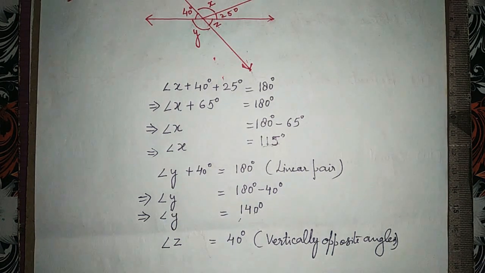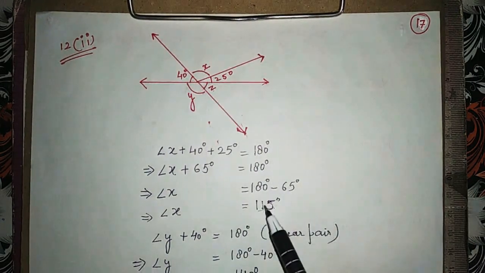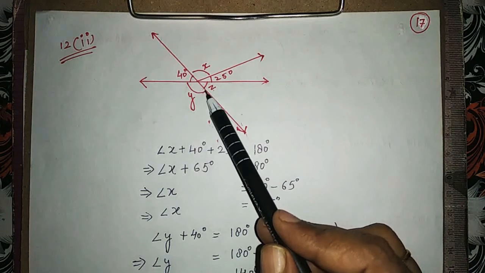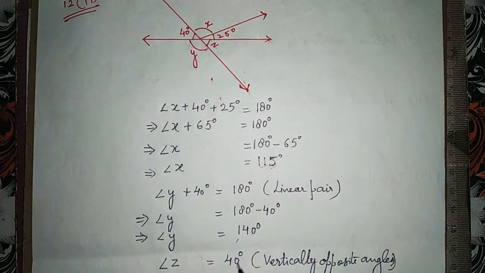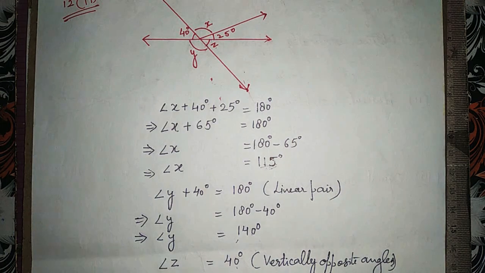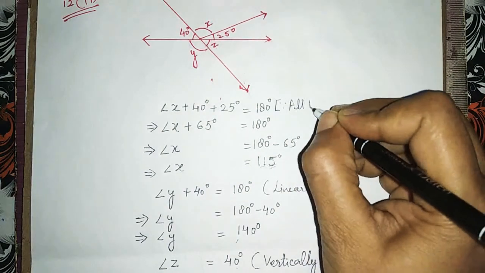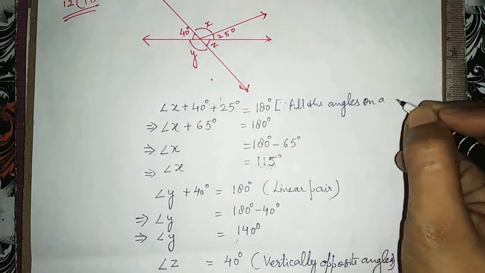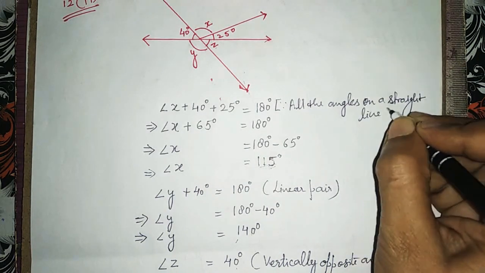So like this you can calculate the value of angle X, which is coming 115 degree, value of angle Y 140 degree, and angle Z this 40 degree. One more thing you will mention here, since all the angles on a straight line.